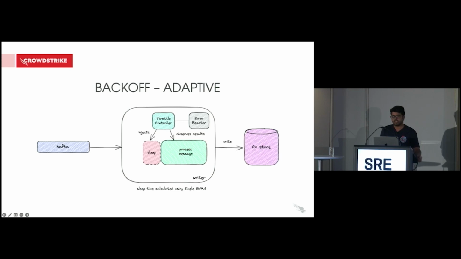Here we introduce a couple of components into our architecture. First, we have a component called error reactor, which provides weights for each kind of failure mode that the service might encounter, and also associates a default or respective weight for success mode as well. It also defines weights for each successful acknowledgement. Second, we have a throttle controller that observes the results from the processor and calculates a simple exponential weighted average over the weights that are obtained from error reactor, and applies this decay over the time that we're going to sleep.